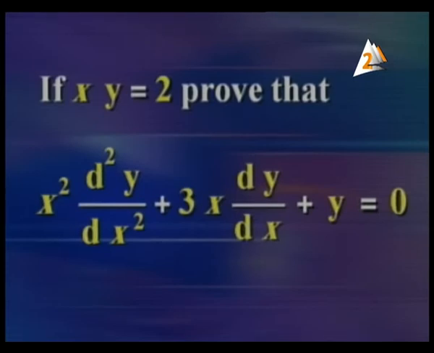This example is very important. We have xy, and we want dy/dx. After that, d²y/dx². By substitution in the left hand side, the answer is 0. Look at the solution. xy = 2. What do you mean? Dear student, y = 2/x, or 2x^(-1).